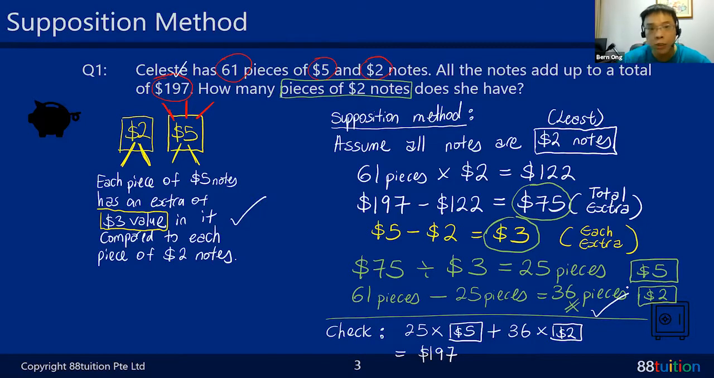Shanice, you asked, why must we take $5 minus $2? You are supposed to find the difference. $5 minus $2 is the difference between what?